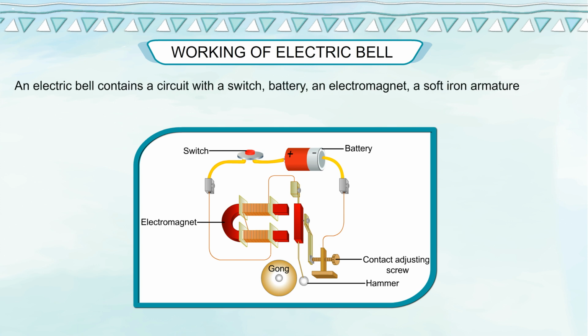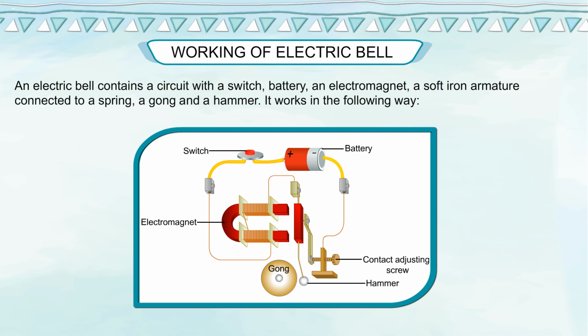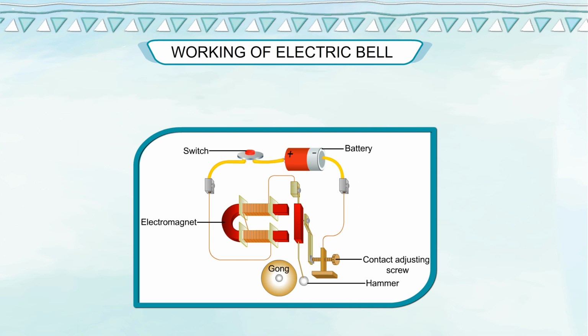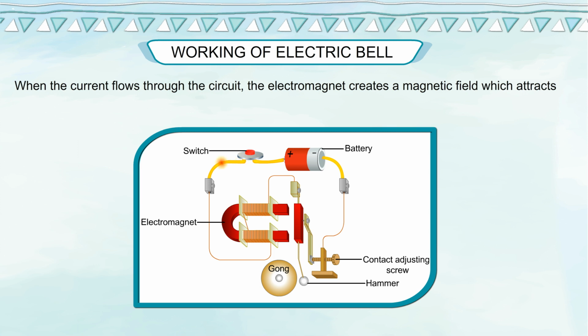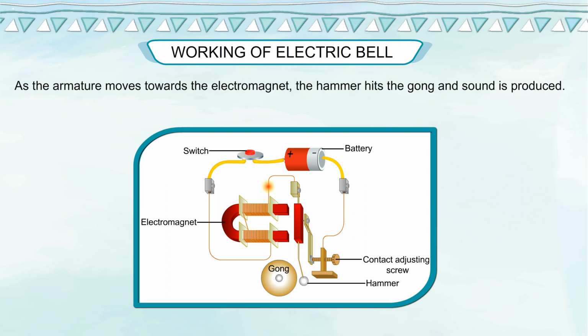An electric bell contains a circuit with a switch, battery, an electromagnet, a soft iron armature connected to a spring, a gong, and a hammer. It works in the following way. When the current flows through the circuit, the electromagnet creates a magnetic field which attracts the soft iron armature. As the armature moves towards the electromagnet, the hammer hits the gong and sound is produced.